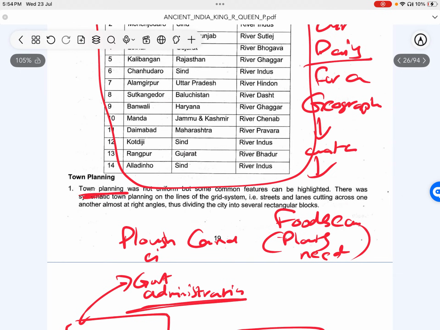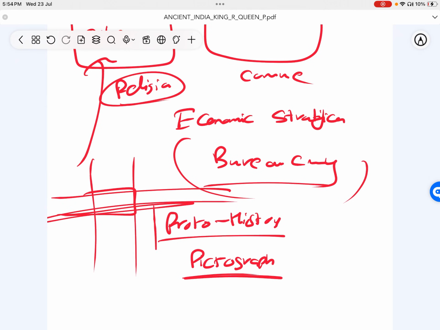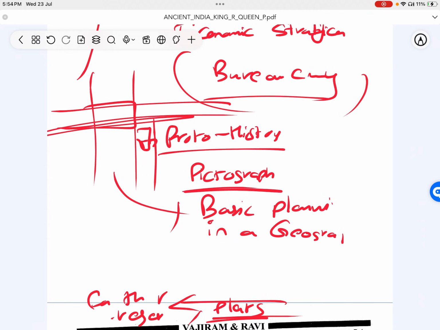So town planning was mostly the grid system. The streets cut across each other generally. It's the main center. You have houses. Houses have entrances inside. They have the bathrooms inside. It's generally a basic thing. So you can understand how it can be used for basic planning in a geographical settlement with democracy.